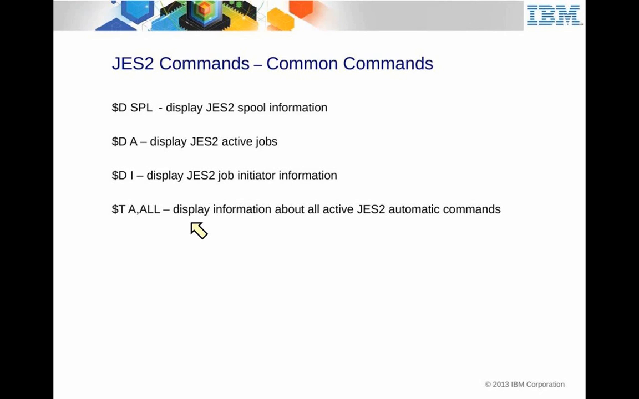Here's a command to display all information about automatic JES commands that are automatically set to go off at a certain interval, certain time of day. It's like a very cheap cron, if you will. However, we do have entire scheduling packages that are much more robust than this by far. Handles all kinds of dependencies and everything else.